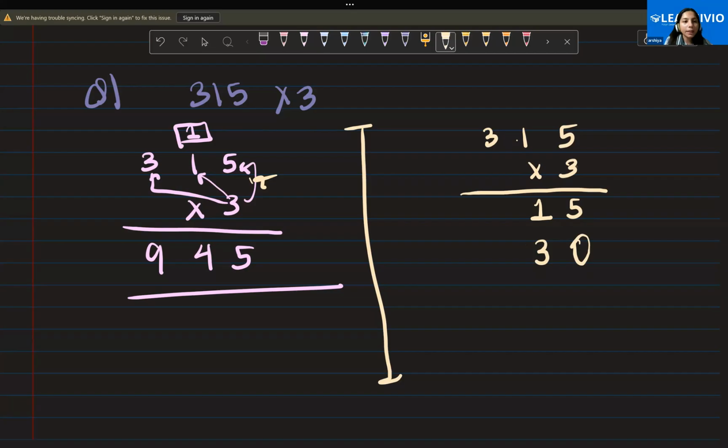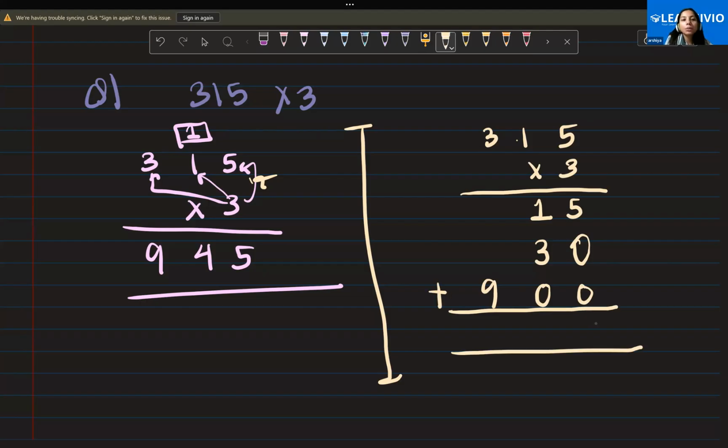Now in the third place, what we will do is 3 threes are 9. But because this answer is in the third place, I'll leave 2 zeros. I'll make 2 zeros. So 1, 2, and then 3 threes are 9. Now the final step will be to add all these three.